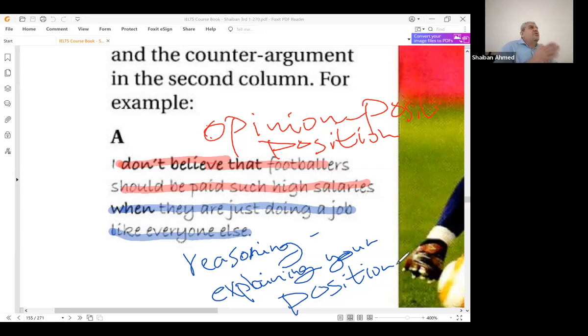This is a very strong position, and we use it only with opinion questions. I have to see it in your writing, inshallah. Tomorrow we will start writing.